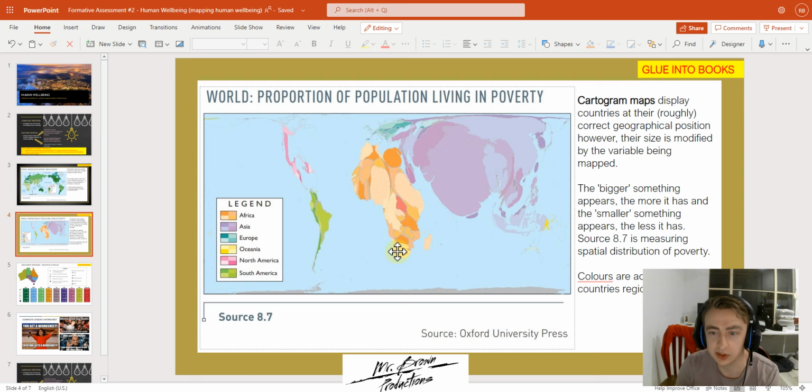And certain countries are bigger than others. For example, India here is quite large, and then we've got some other countries such as Egypt showing up quite predominantly. Again, Europe is quite small, North America is quite small, and South America isn't too big. The only big country really standing out there is Brazil. These colors represent different regions of the world here.